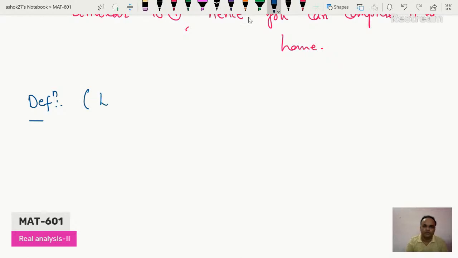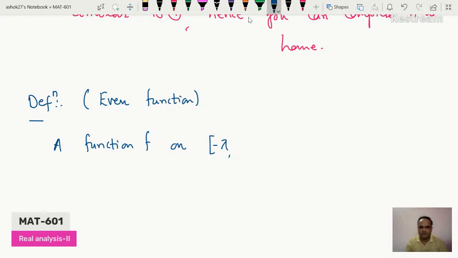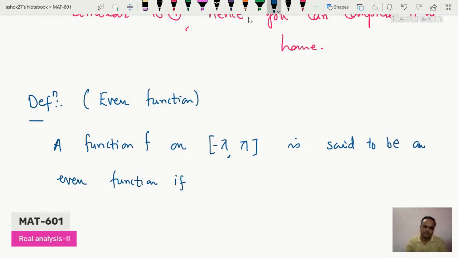So what is an even function? The definition: a function f on, you can take the interval from minus pi to pi. So f is a mapping defined on the interval, suppose minus pi to pi, and is said to be an even function if it satisfies the following condition.